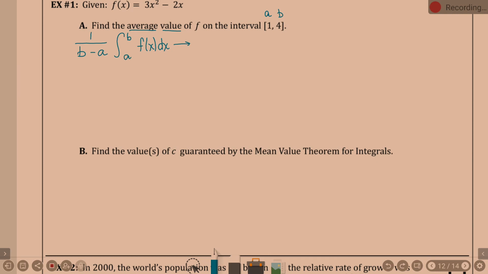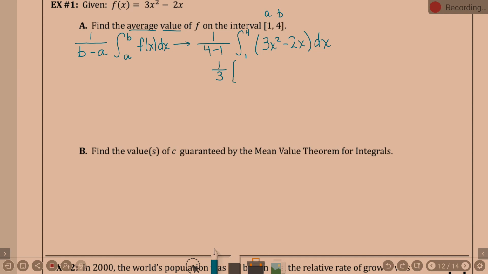So let's set it up. 1 over 4 minus 1, but I'll go ahead and put the 3 if you want, times the integral from 1 to 4 of 3x squared minus 2x dx. We're going to do this one without our calculators. We're going to use our brains. 1 over 3.